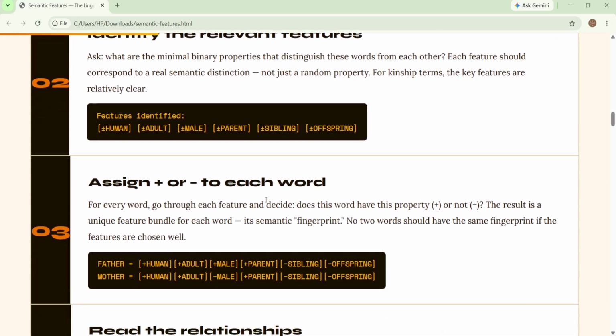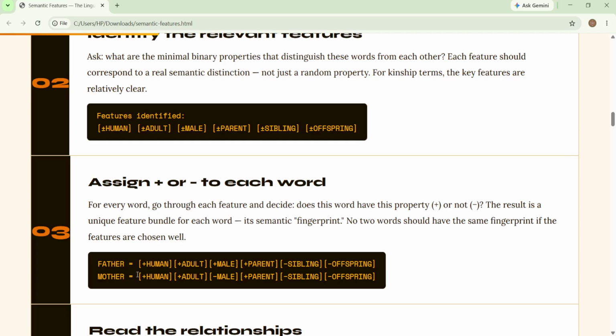Then the next one, the third step, is to assign positive or negative to each word. For every word, go through each feature and decide: does this word have this property? If it does, then it's positive, otherwise it's negative. The result is the unique feature bundle for each word, its semantic fingerprint. No two words should have the same fingerprint if the features are chosen well.